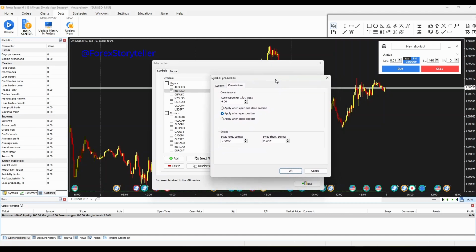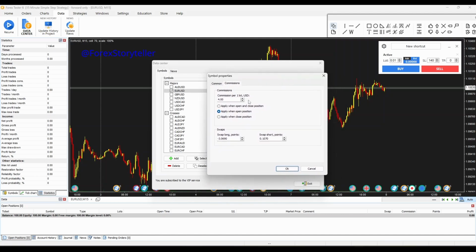I'm going to go ahead and just jump right into it. I've already loaded up the Forex Tester 6, named the strategy the 15-minute simple step strategy, and it's forward only testing, so I can't go backwards.